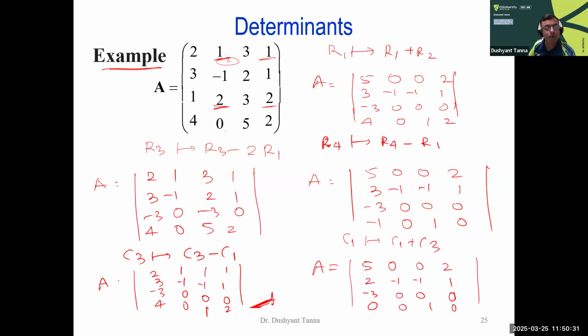Okay, again, you can keep going and bringing more and more zeros, right? But that's not the point. The point is we need some number of zeros. We got it. The moment we think we have got enough, we will stop. So I'll just copy this determinant. 5, 0, 0, 2, 2 minus 1 minus 1, 1, minus 3, 0, 0, 0, and 0, 0, 1, 0. Now you've got a lot of choices. What are your choices of expanding or getting the value of the determinant?